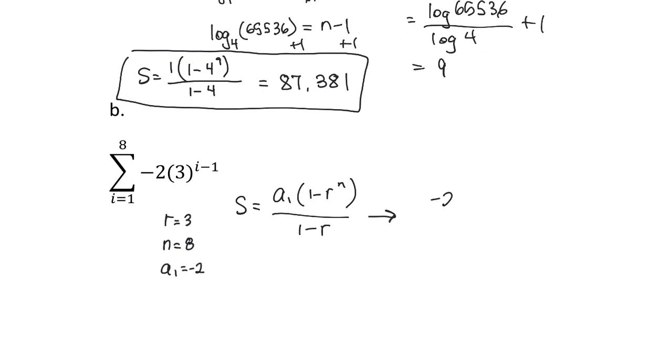So we can plug all of that information into the formula and run it through the calculator. And we get negative 6,560.